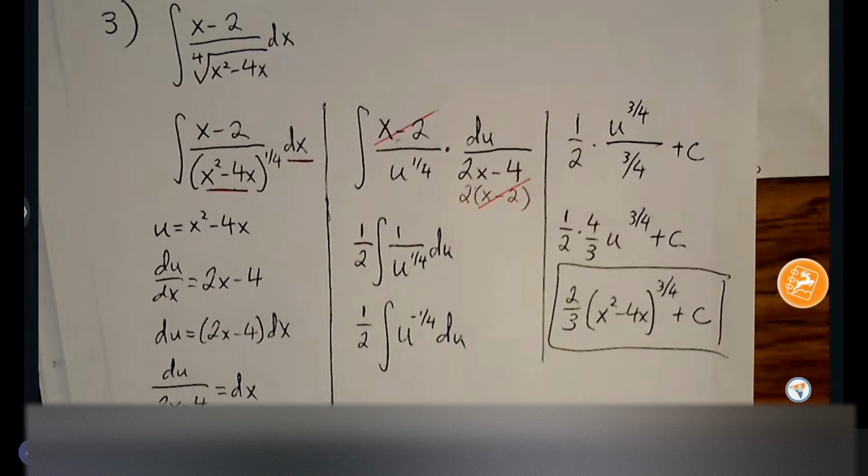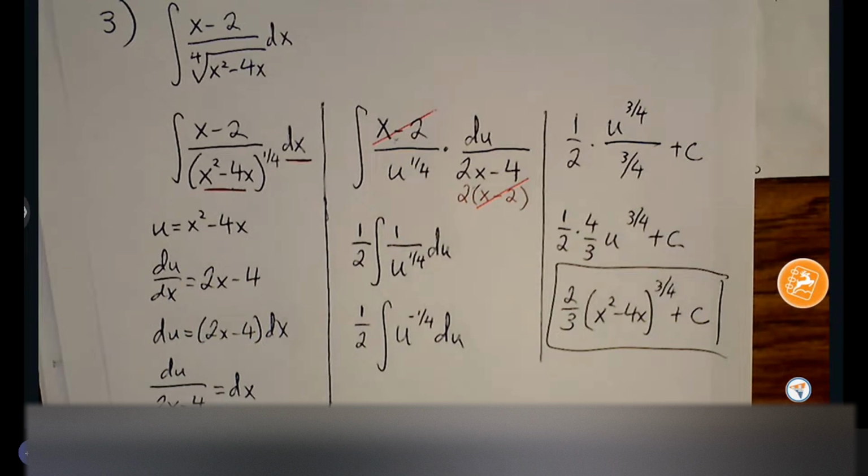Okay, questions? All right, let's do a definite integral one. Number 5.